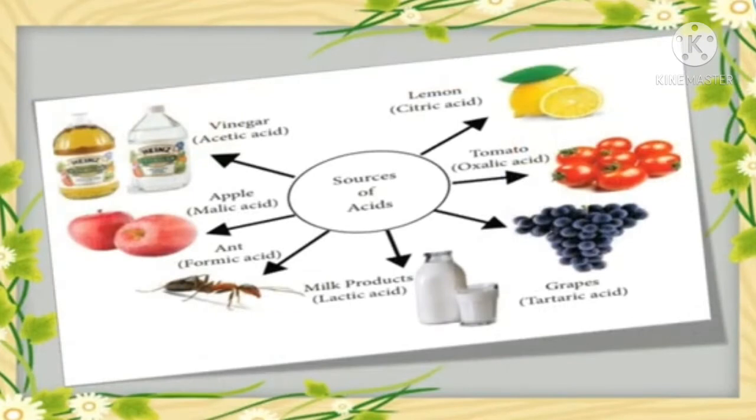Now, let us learn the sources of some of the organic acids. Citric acid is present in lemon. Oxalic acid is present in tomato. Tartaric acid is present in grapes. Lactic acid is present in milk products. Formic acid occurs in ants. Malic acid is present in apple. Acetic acid is present in vinegar. These are some of the sources of organic acids.